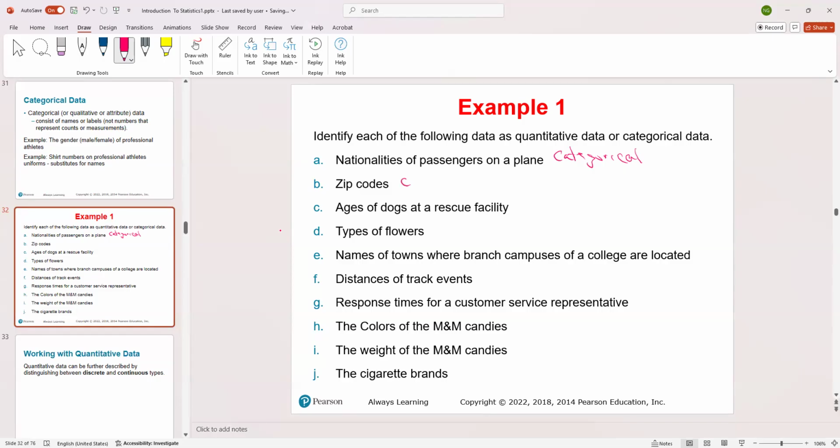Zip codes also, it's mostly a label, right? So it's categorical. We can take either categorical data or qualitative data. Age of dogs at a rescue facility. Now, is age letters, words, or numbers? Yes, numbers. So that's quantitative data.